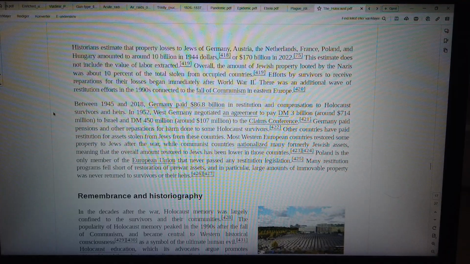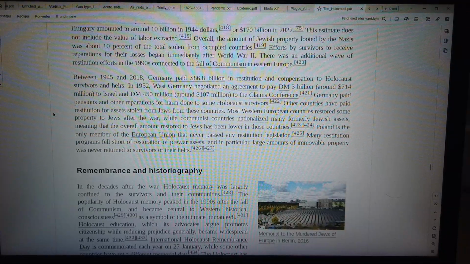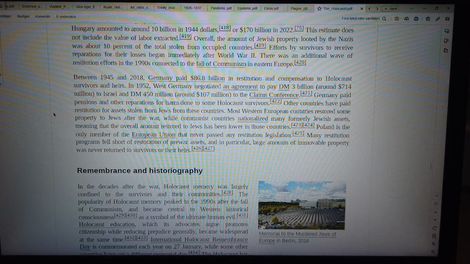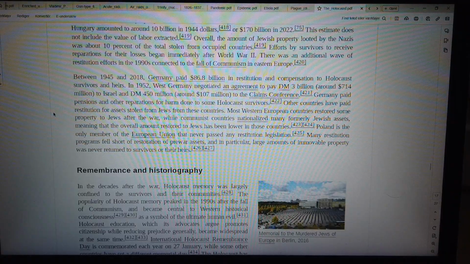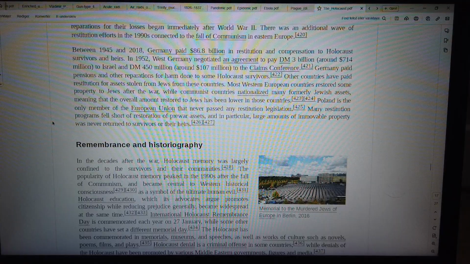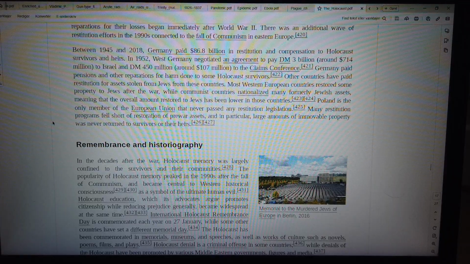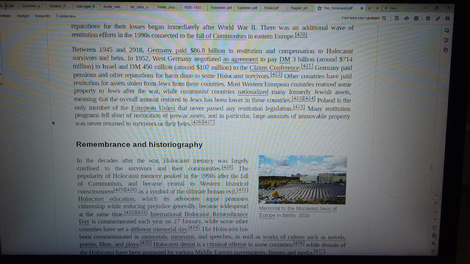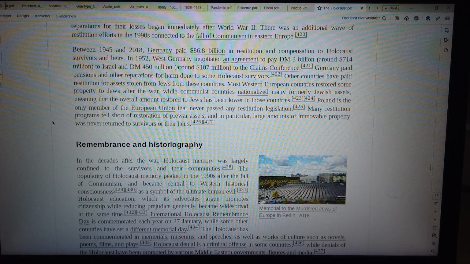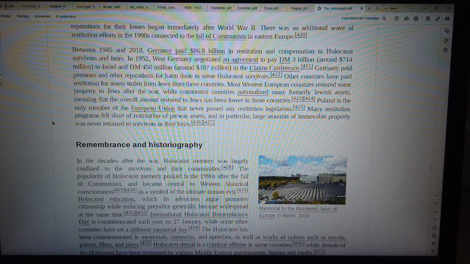Efforts by survivors to receive reparations for their losses began immediately after World War II. There was an additional wave of restitution efforts in the 1990s connected to the fall of communism in Eastern Europe. Between 1945 and 2018, Germany paid $86.8 billion in restitution and compensation to Holocaust survivors and heirs. In 1952, West Germany negotiated an agreement to pay $3 billion, around $714 million, to Israel and $450 million, around $107 million, to the Claims Conference.